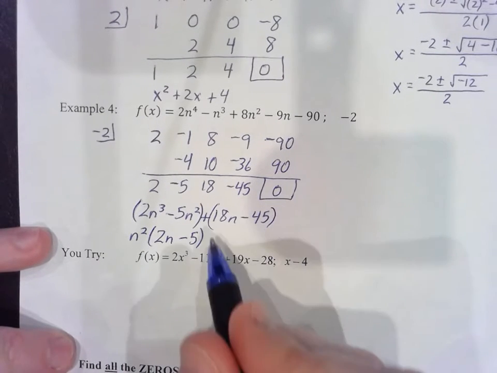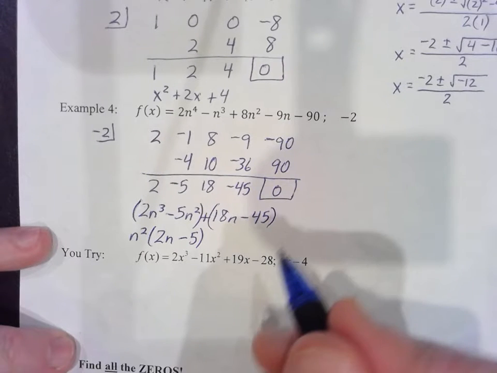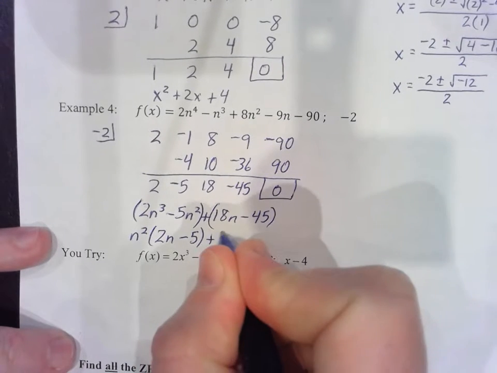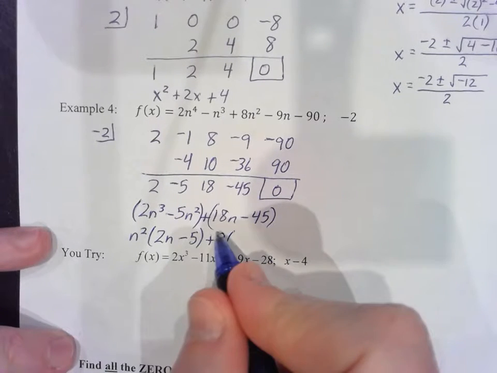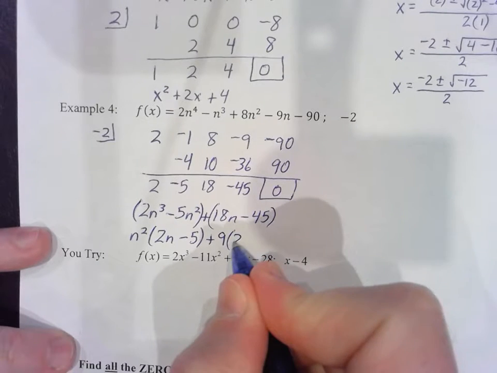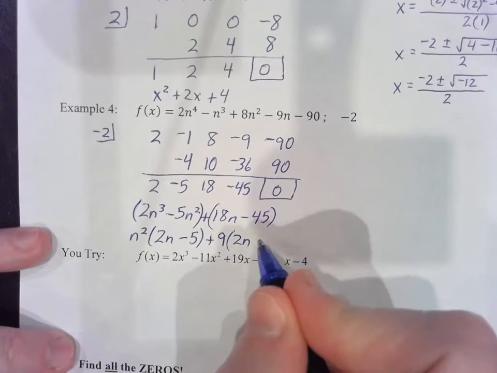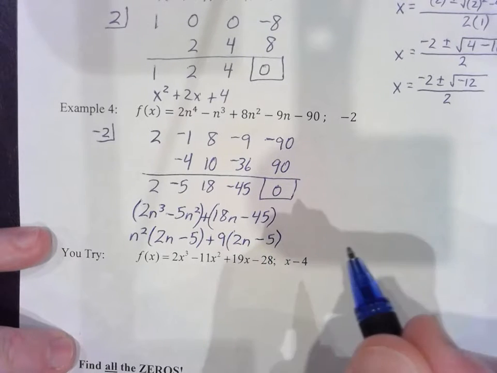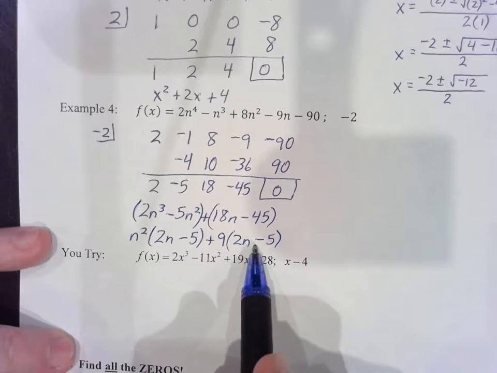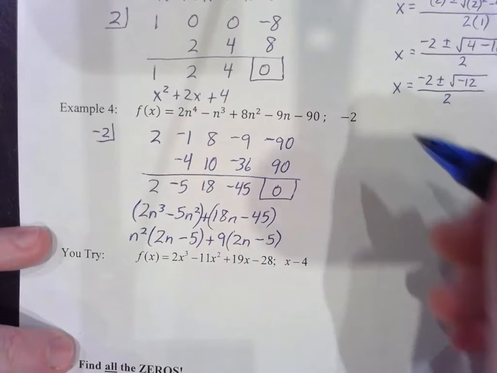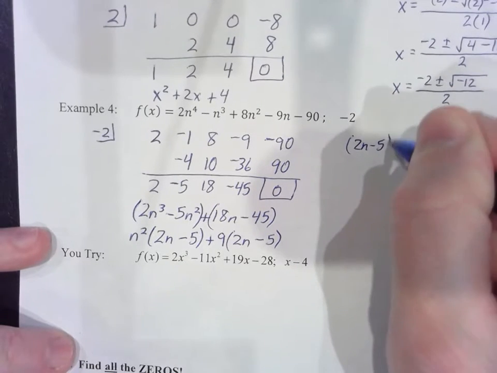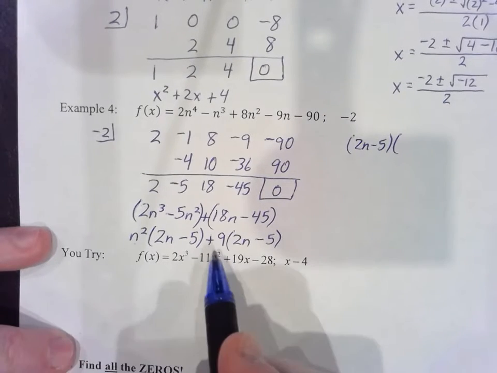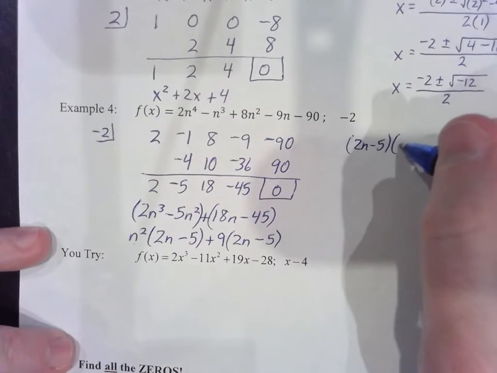The last two terms, 18 and 45, can both be divided by 9. So I want to pull out a 9, and I'm left with 18n divided by 9 is 2n. Negative 45 divided by 9 is negative 5. And fortunately for us, those two parentheses have the same factor. So I know 2n minus 5 is a factor. And I also am given that n squared plus 9 is a factor.